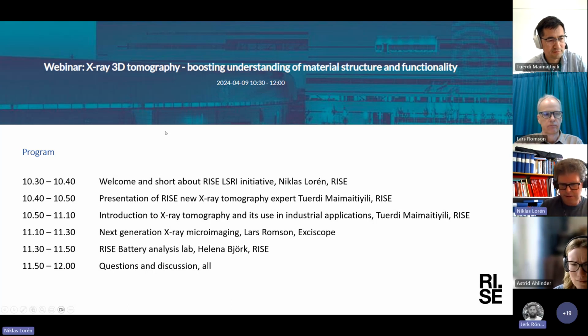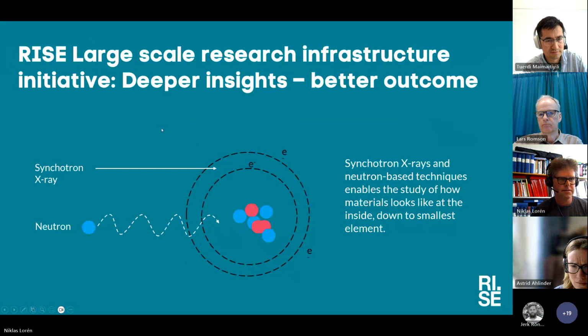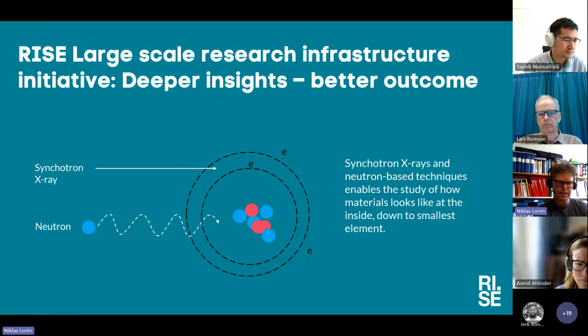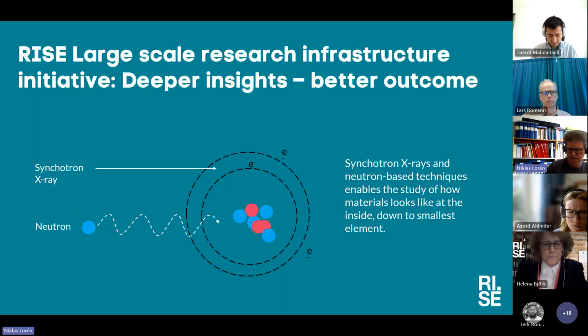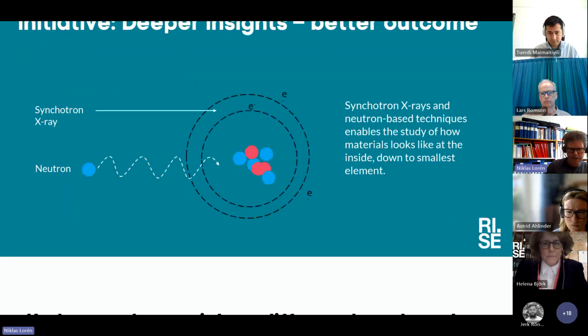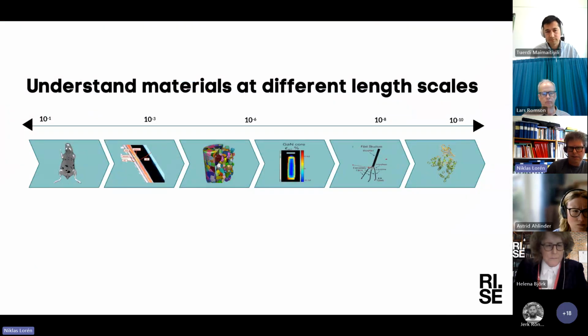Then I'll move on. Okay, so a little bit of the background here. We have an initiative for large-scale research infrastructures at RISE, and it is both with neutrons and synchrotrons, so both X-rays and neutrons. The reason for that is that they complement each other very well. And it's all about understanding materials at different length scales, from millimeters down to angstrom, basically.